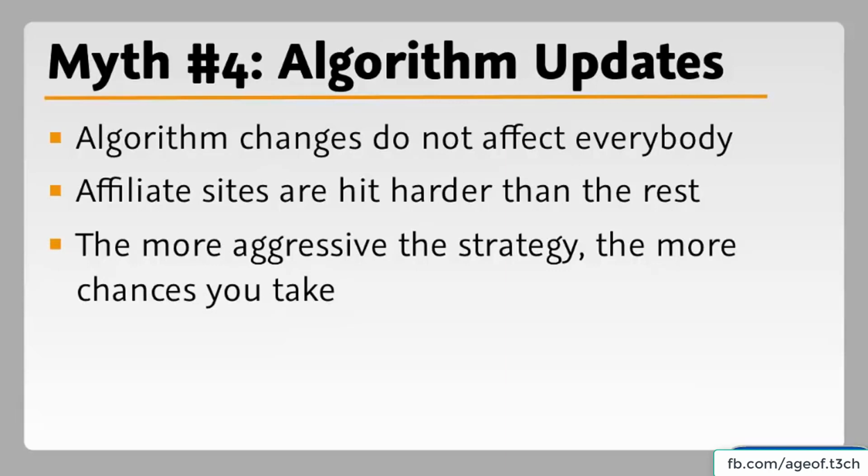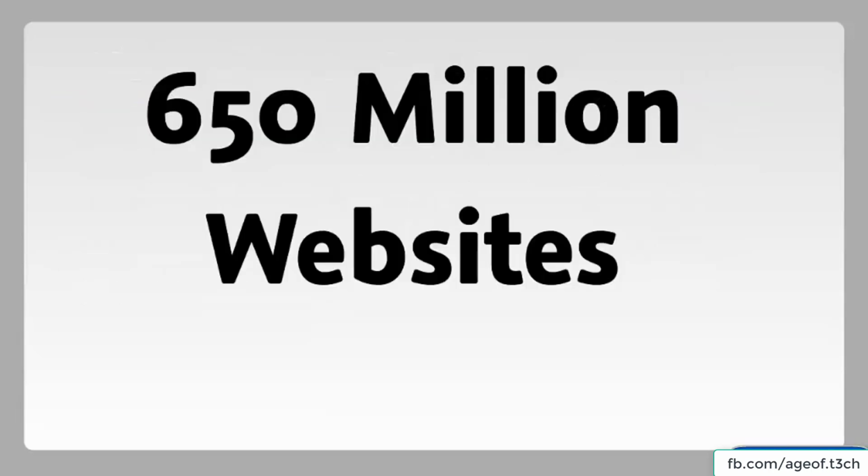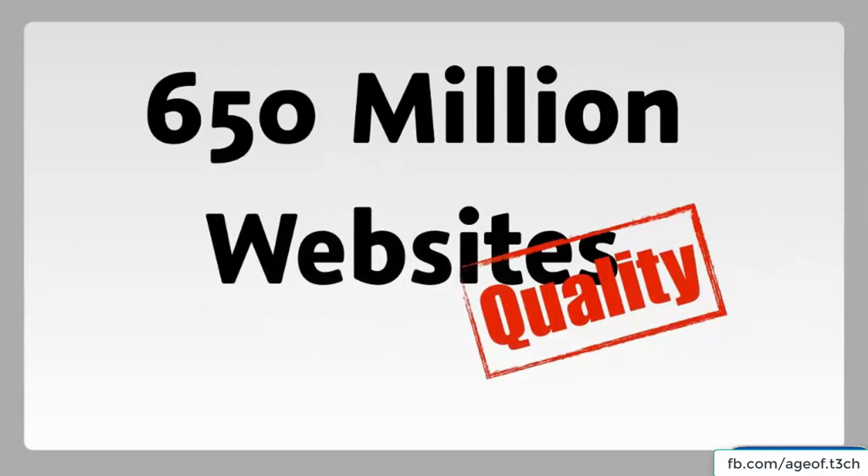And the search engines don't always like those aggressive techniques. So usually when there is an algorithm change, it's designed to take low-quality sites out, and the search engines do tend to believe that affiliate sites are lower quality than the brand site. And so the important thing to remember is that the more aggressive the strategy you take, the more you try and cross the line of things that search engines might not like, the more chances you take of losing rankings in an algorithm update. You see, there are 650 million websites online.